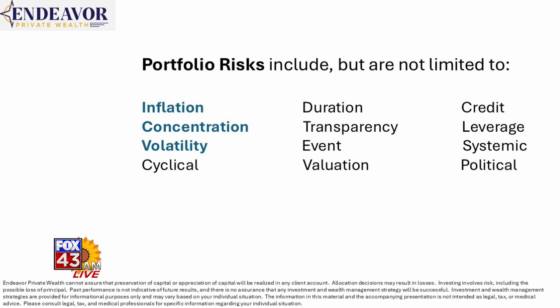Concentration risk involves overexposure to a single security, sector, asset class, or geographic region. It's like putting all your eggs in one basket, risking everything on the success or failure of a single investment. Volatility risk relates to the upward and downward trajectory of investment markets, which can be quite sharp and abrupt, or relatively calm and subdued, depending on a multitude of factors.